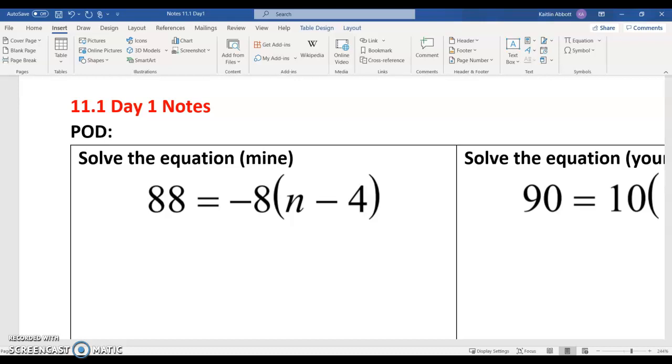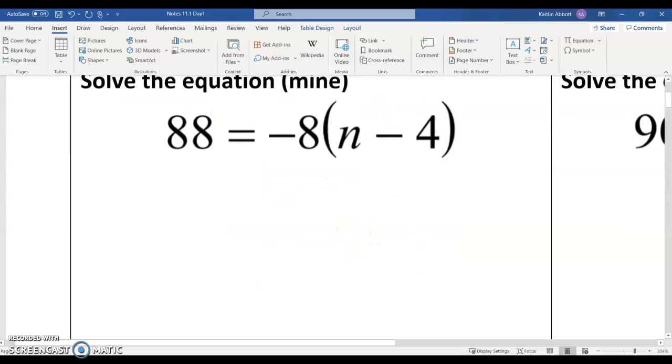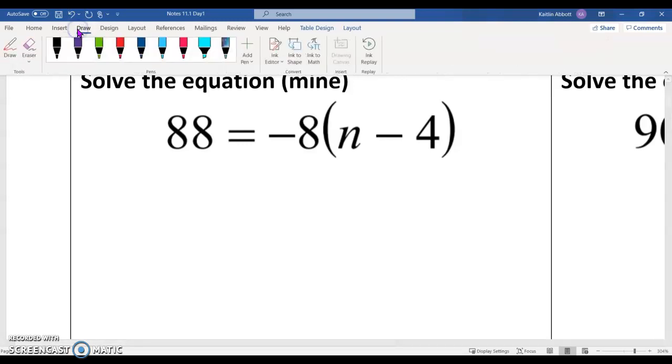Welcome back. Here's 11.1, day 1. Here's your problem of the day. We're adding a little bit of distributive property here. So here's your refresher course, so please follow along.